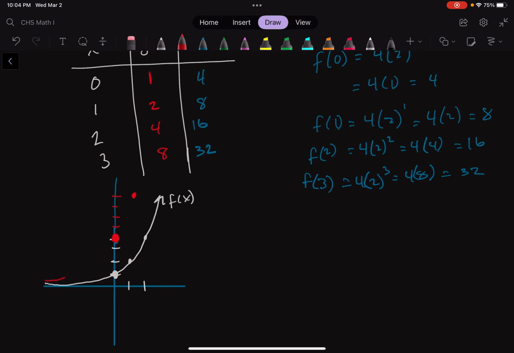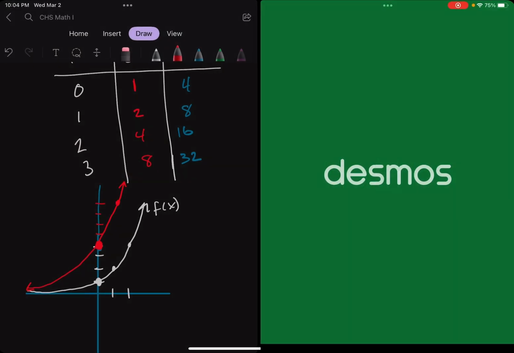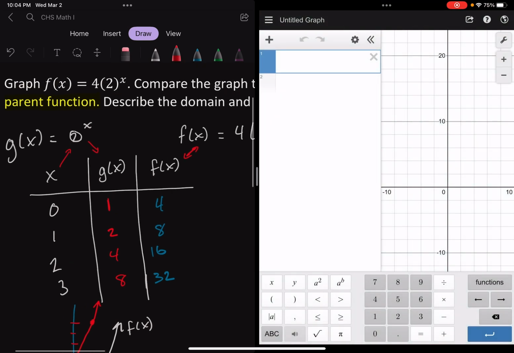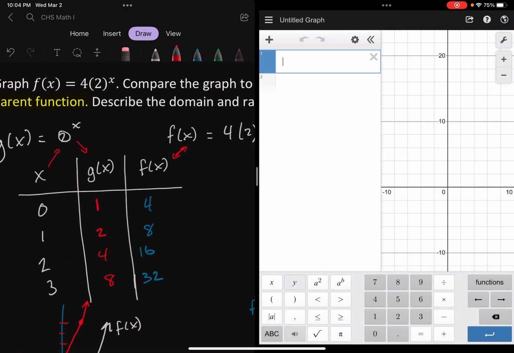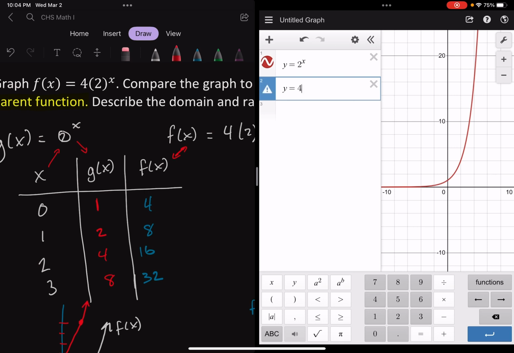So my graph could look something like this. That's how you'd sketch it by hand, but you can always use Desmos here to take a look at it. So let's go ahead and take a look. Let's write this. We have y equals 2 to the x. And then we also have, let's do y equals 4 times 2 to the x.